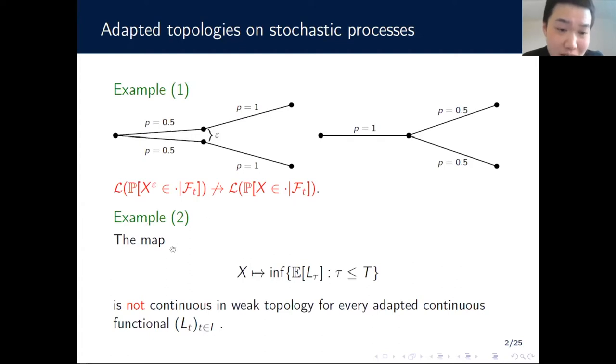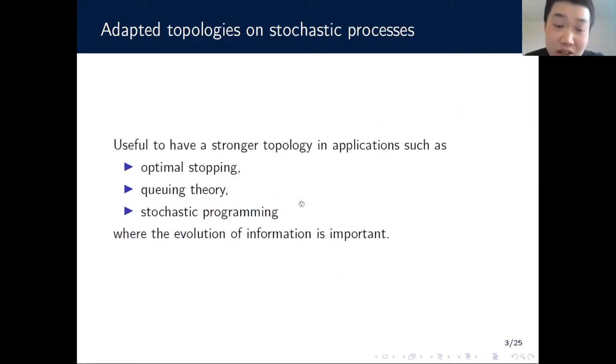Here is another example coming from the optimal stopping problem, as you have already seen in the previous talk by Sebastian. Actually, we can show that this functional appearing in this optimization problem is not continuous in the weak topology. So it seems that we need to strengthen the weak convergence in order to incorporate the filtration. And such a new topology will have great potential use in many applications, right? Where the evolution of information appears to be very important.